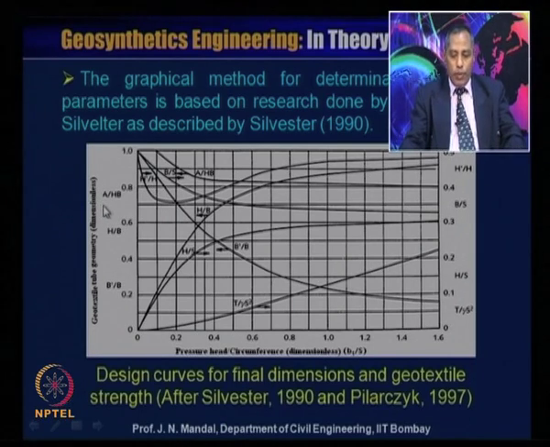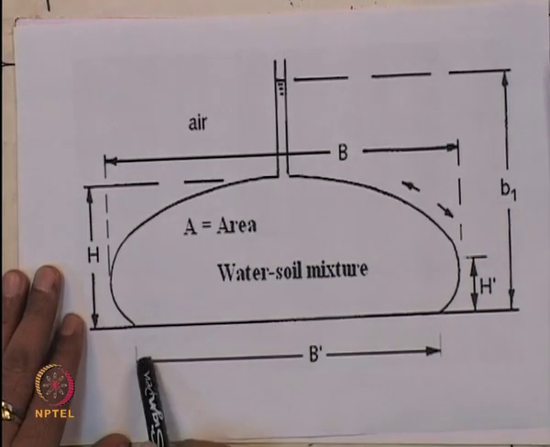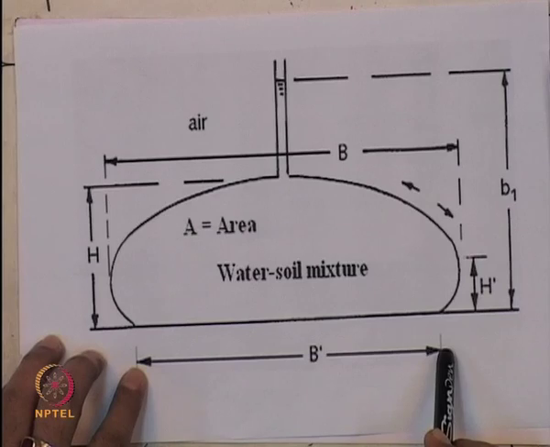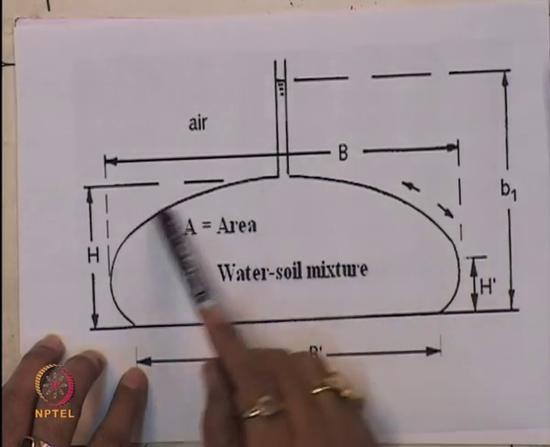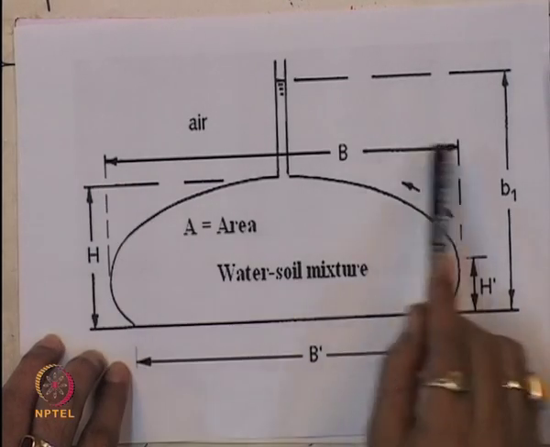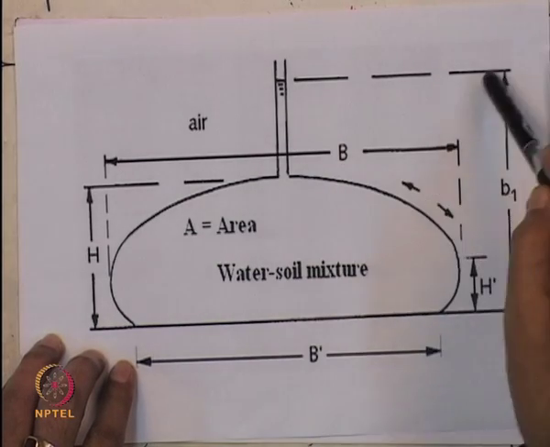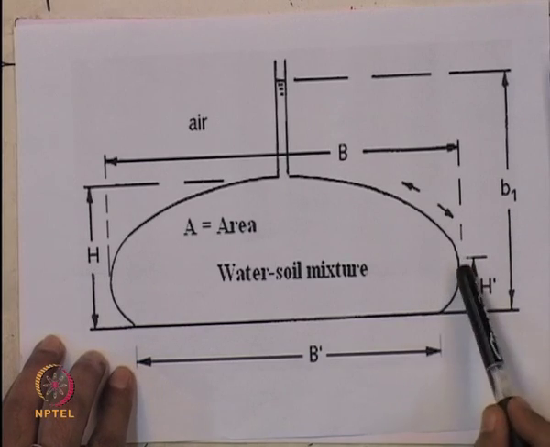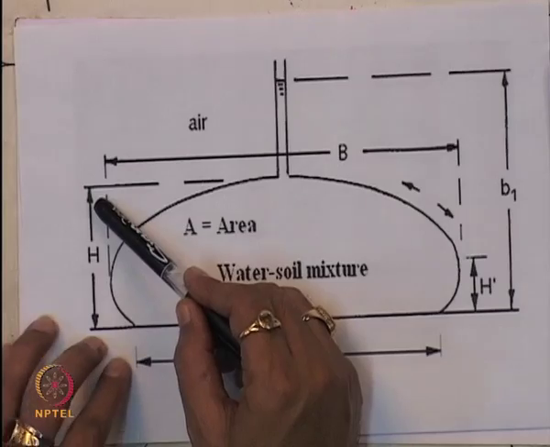If this is a sausage type, this is the water soil mixture, this is the A, and this distance is equal to B dash, because what you see in the elliptical form, when you apply load, it will be a sausage like this. So this portion is B dash, and initially it was B, and from here to here this is the B1, and this is the H dash, and this height is equal to H.